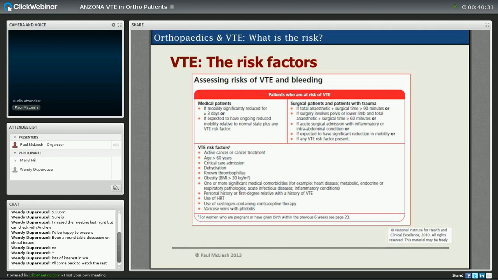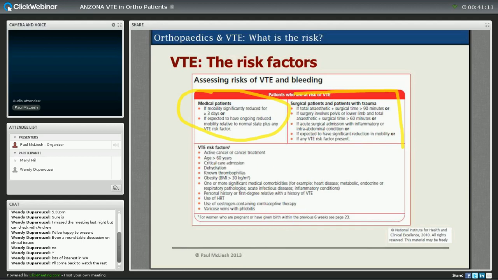So for medical patients, there are some risk factors, so you can see that over here, and I'll just circle that. And then there are risk factors for surgical patients with trauma. If you notice, that involves the total anaesthetic time and surgical time, so that's a big risk factor. The longer the surgery, the higher the risk of VTE as well. If there's a lower limb or pelvis or a combination of those things, then the risk is high again. If there's abdominal surgery, that's a risk factor. A significant reduction in mobility, and if any other VTE risk factors are present as well.